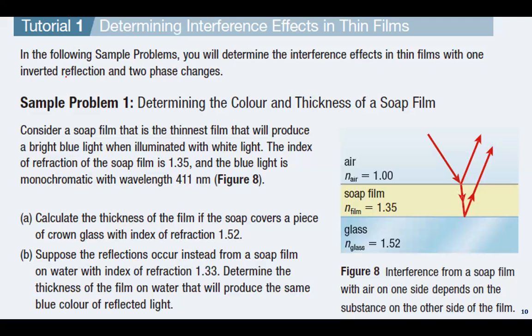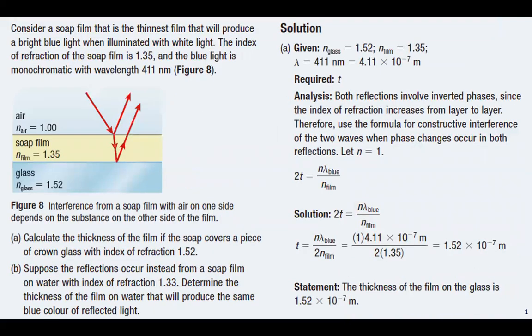All right, let's have a look at the solution together. Okay, in question A, we know the index of refraction of the glass is 1.52. We'll use the letter n glass to note this number. And n film is 1.35. And lambda is 411 nanometers, which is 4.11 times 10 to the power of negative 7 meters, the wavelength of the blue light in vacuum.